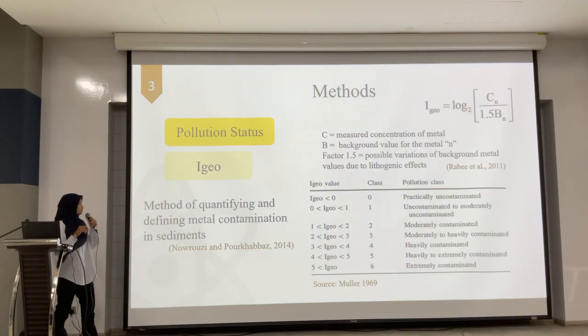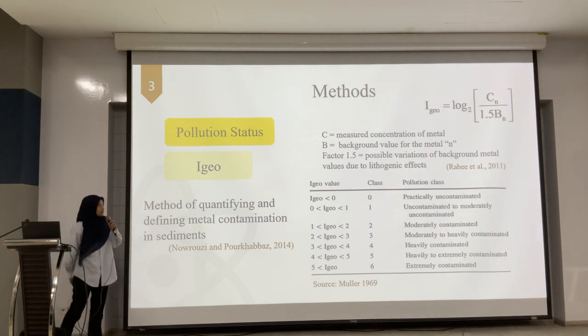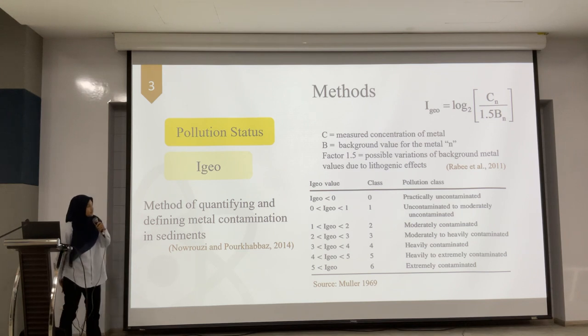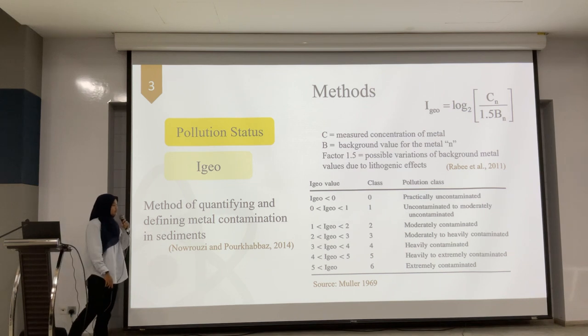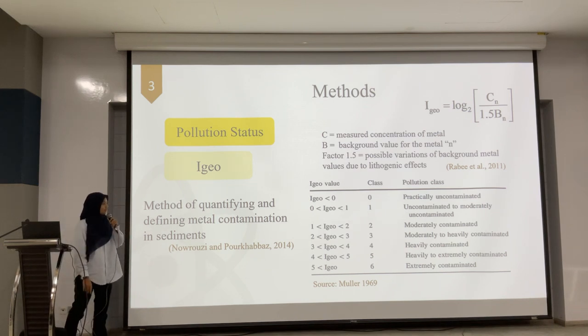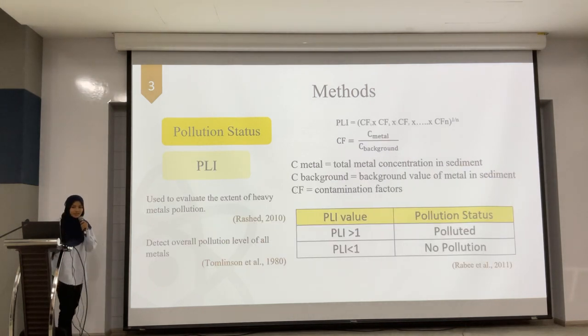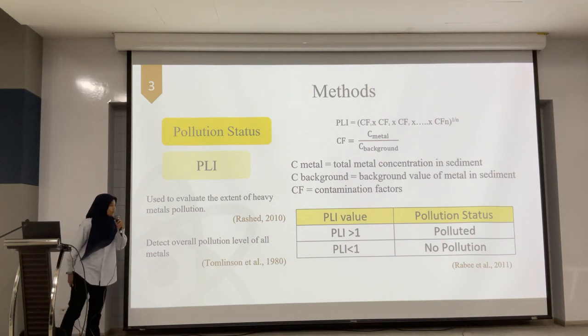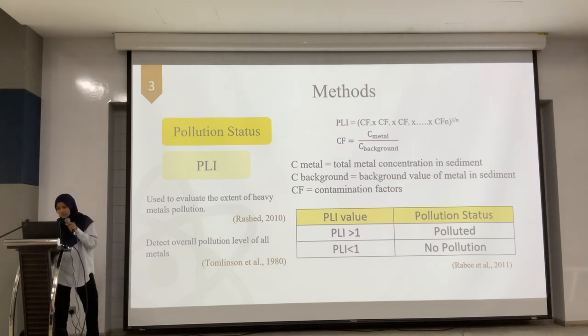For the pollution status, Igeo is used to quantify and define metal contamination in sediment. This is the formula, using the background value for the metal. And this is the table to show the pollution class. The PLI is used to evaluate the extent of heavy metal pollution and detect the overall pollution level of all metals. This is the formula and the table showing the pollution status.